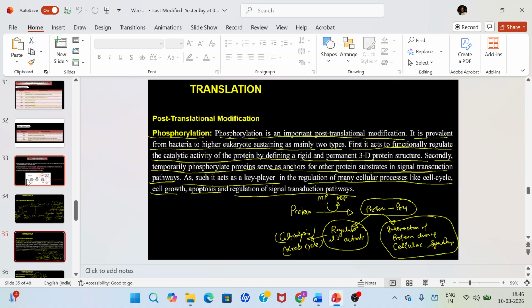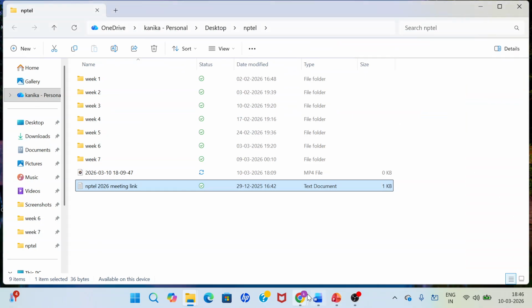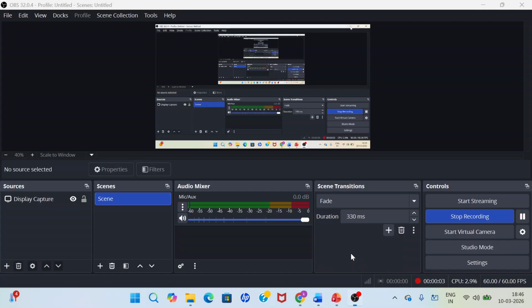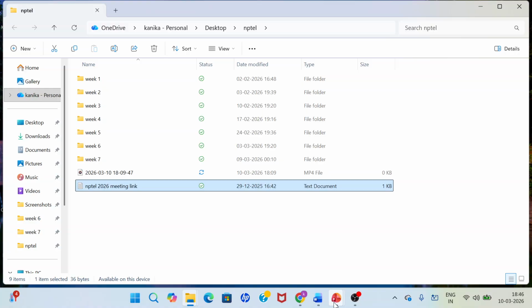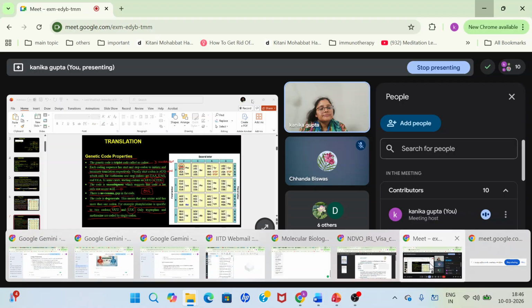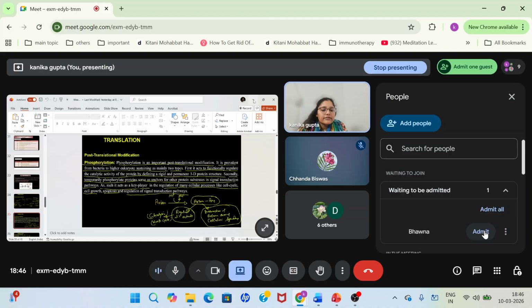So yes, phosphorylation is one of the most important post translational modifications that happens in the case of proteins, because it can help in the functioning of the protein. Functioning in a way that it can either activate the protein or deactivate the protein.